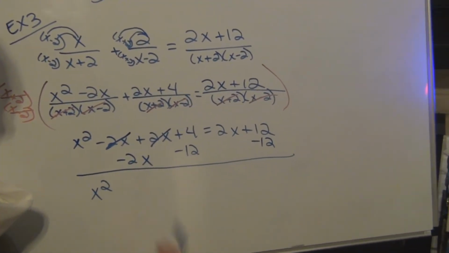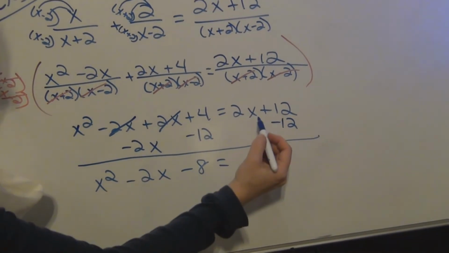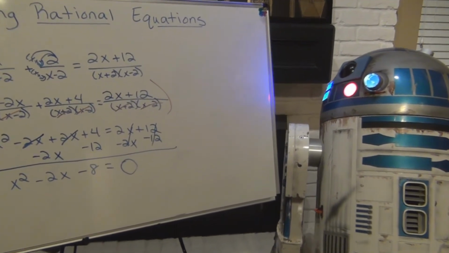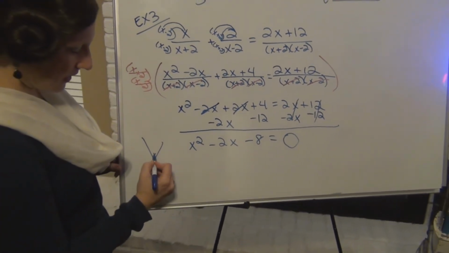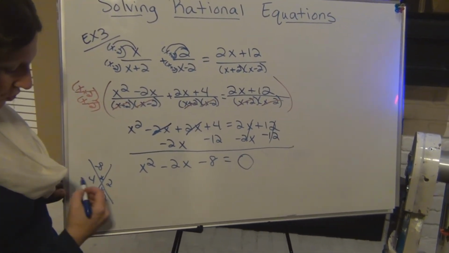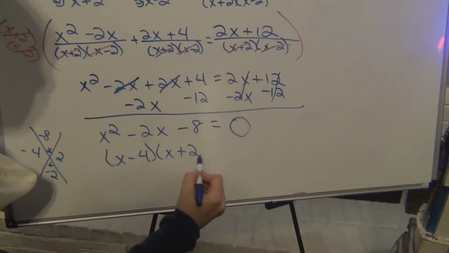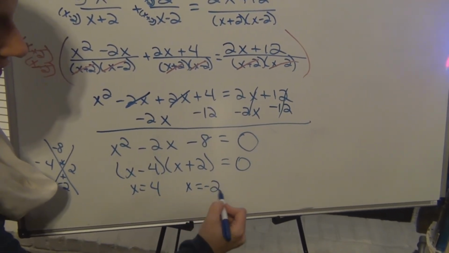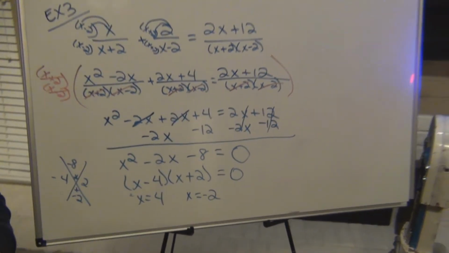All right, so I'm going to bring down the x squared. I have a negative 2x here and a negative 8. Remember, I already took care of this 2x right here, so I'm left with 0. All right, so we're going to factor it. I'm looking for two numbers that multiply to negative 8 and add to negative 2, which would be 4 and 2. So this factors to be x minus 4 and x plus 2, which tells me that my solutions are 4 and negative 2.